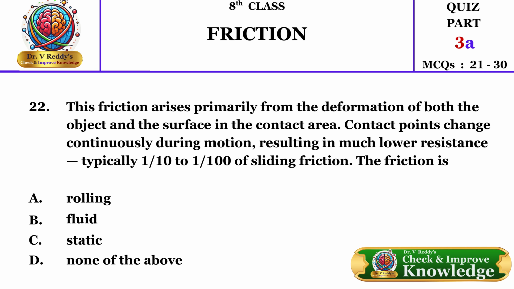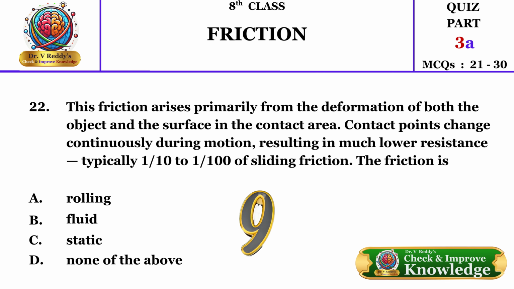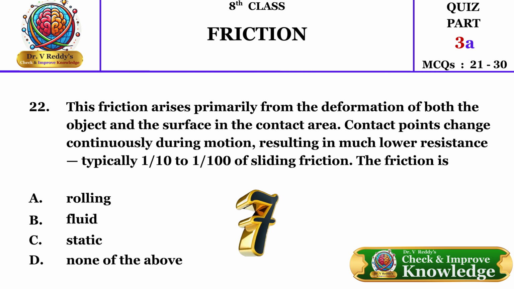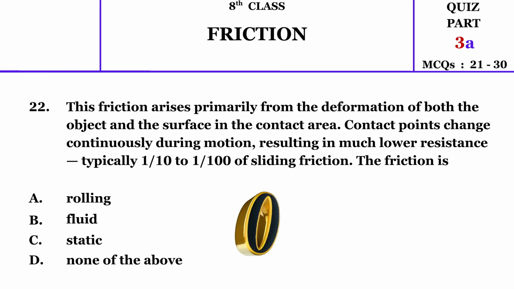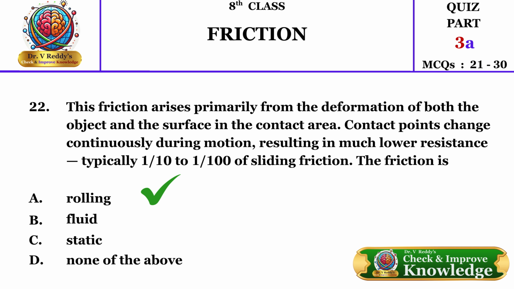22. This friction arises primarily from the deformation of both the object and the surface in the contact area. Contact points change continuously during motion, resulting in much lower resistance, typically 1/10 to 1/100th of sliding friction. This friction is A. Rolling.